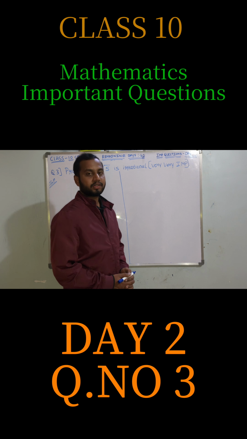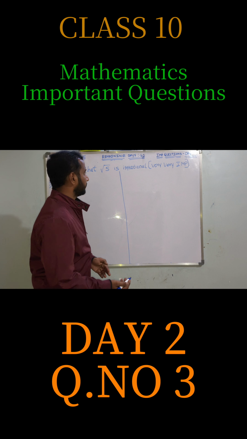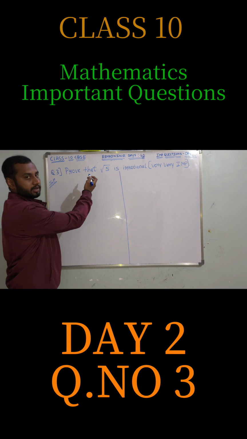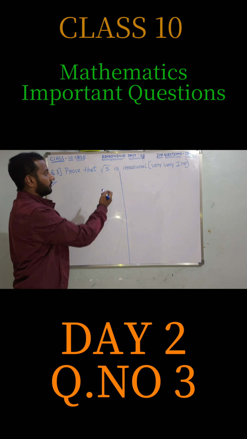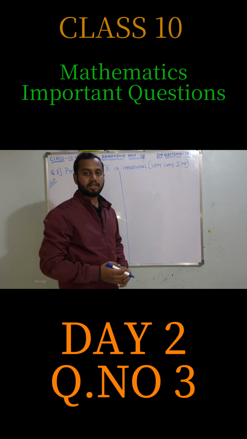Today again we will be discussing two more questions, out of the total days remaining on your 42. Today's question is from chapter 1, Real Numbers. Prove that root 5 is irrational, a very important question for CBSE as well as the state board.